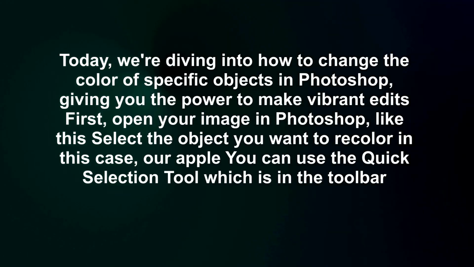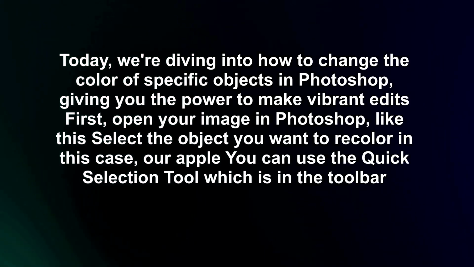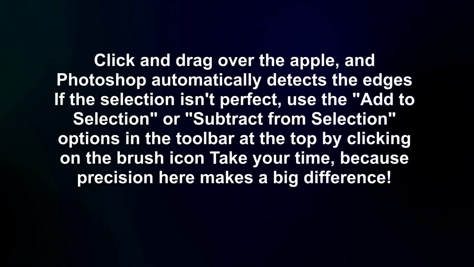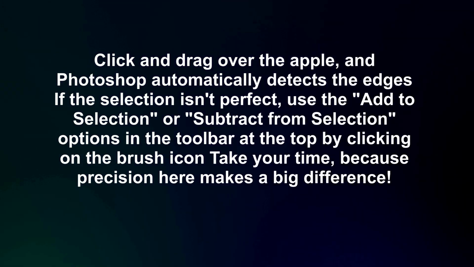Like this, select the object you want to recolor. In this case, our apple. You can use the Quick Selection tool, which is in the toolbar. Click and drag over the apple, and Photoshop automatically detects the edges if the selection isn't perfect.